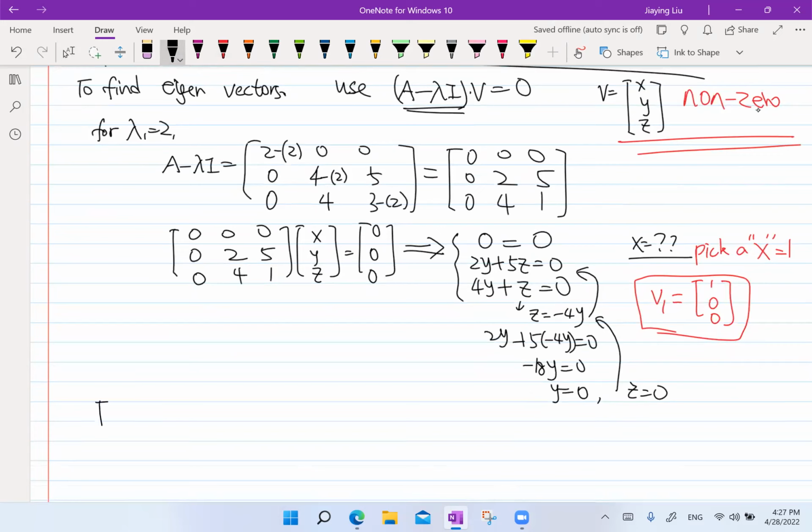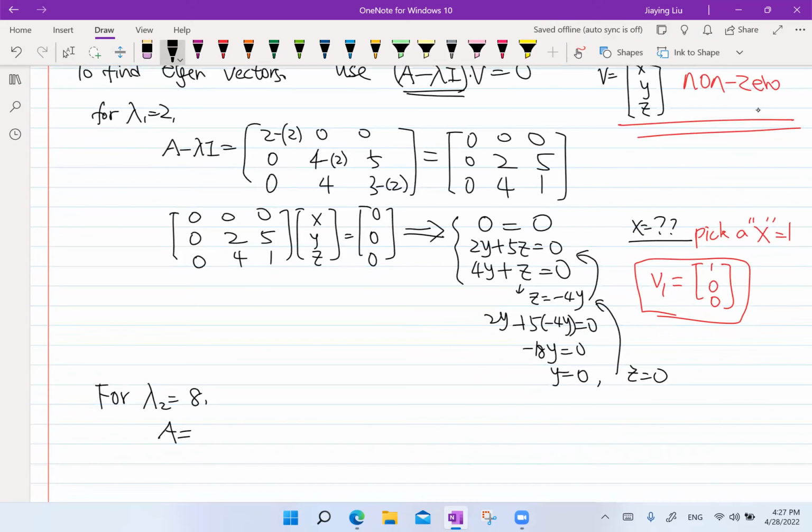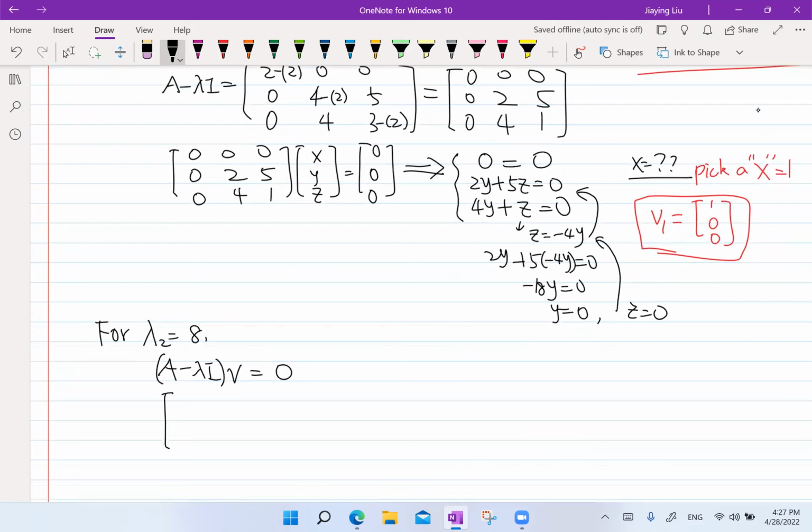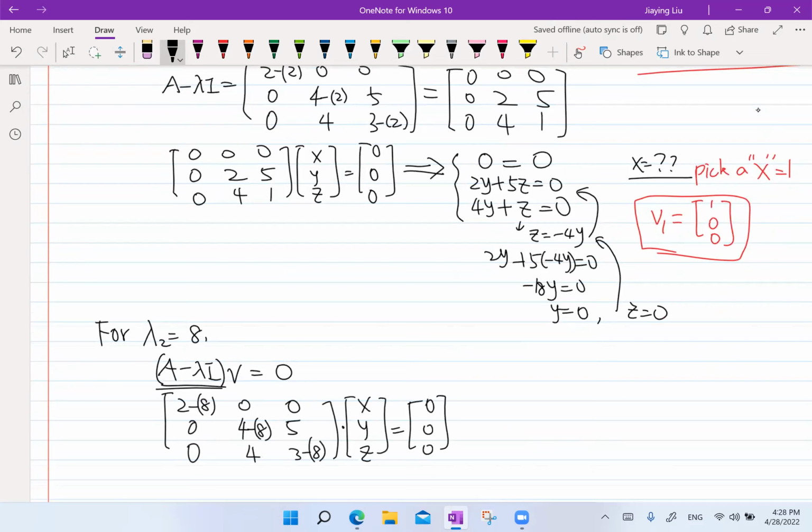Now I'm going to find the second eigenvector for lambda 2 equals 8. I'm going to do it a little bit quick. Is that okay? So A minus lambda I, you know what, I'm just going to be lazy. I apologize. So I'm going to write down A minus lambda I times v equals 0 entirely. That's going to be 2 minus 8, 0, 0; 0, 4 minus 8, 5; 0, 4, 3 minus 8. And then that's going to multiply with v, x, y, z, which is equal to 0, 0, 0. Is that notation okay? Just me being a little bit lazy at this point.